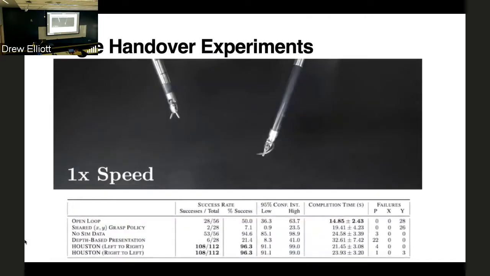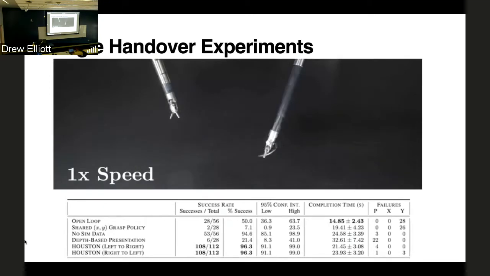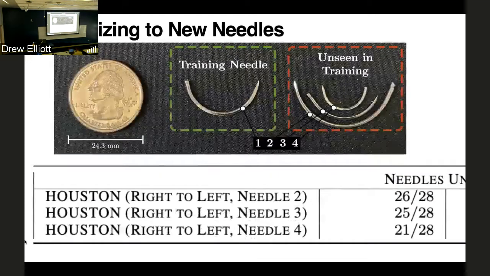I'm getting short on time, but here's the idea: we did a handover from one end effector to the other. The success rate, as you can see, is very high, and the completion time is fairly reasonable. What I want to say is that it also was able to generalize to new needles it hadn't seen before. That was surprising to us.